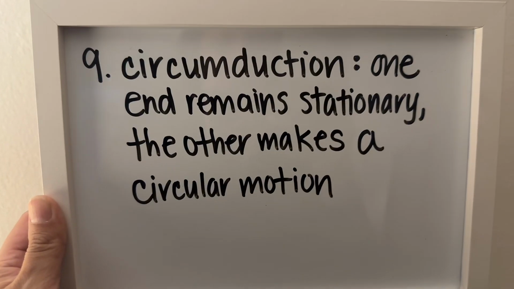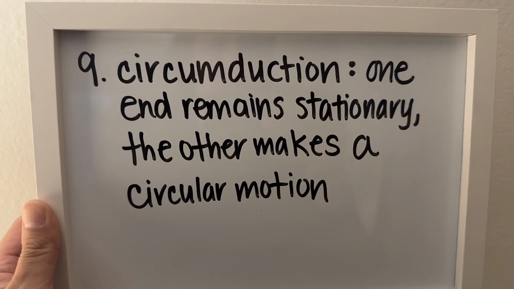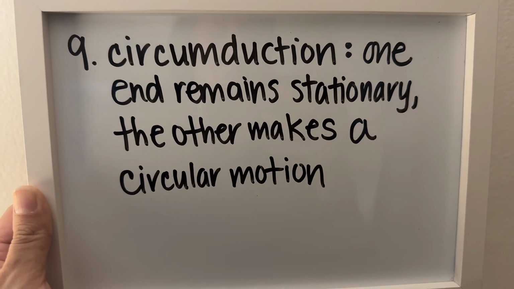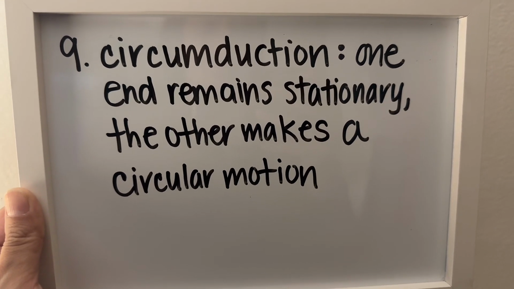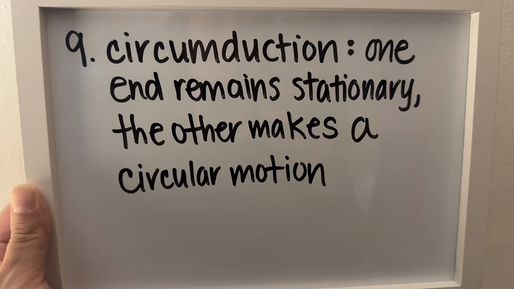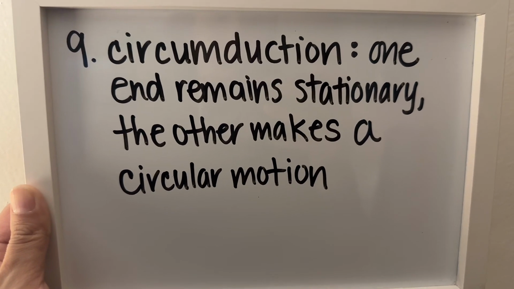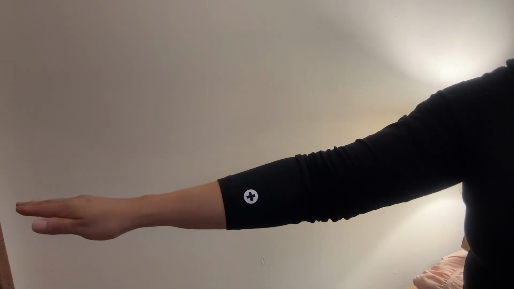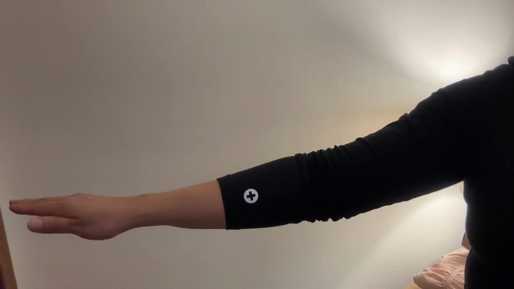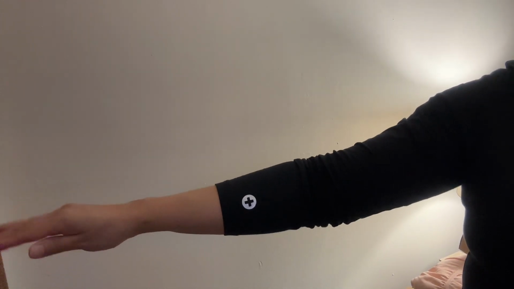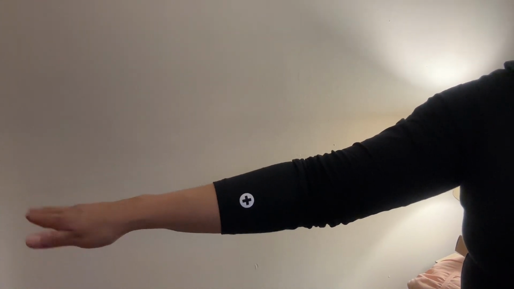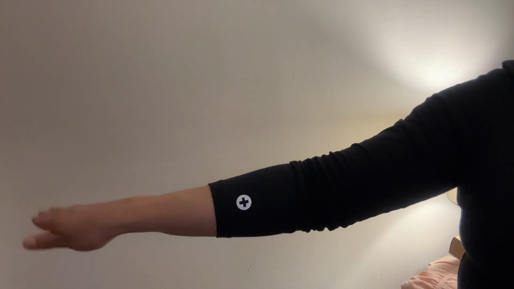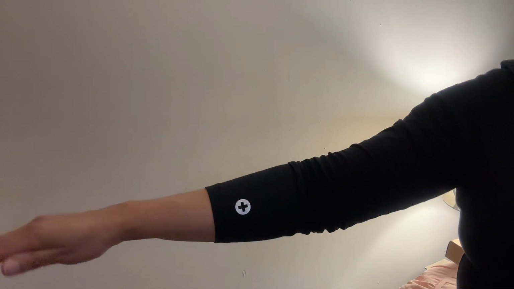Next up, we have circumduction. So that is when one end of an appendage remains stationary and the other makes a circular motion. So I'm going to keep my shoulders still and then make a circle with my hands. So my shoulders staying still, my hand is moving in little circular motions. Okay, so shoulder is stationary, it's not going to move. I'm just moving my hand. Shoulder stationary, hand moving, circumduction. These are little circles if you can't tell.